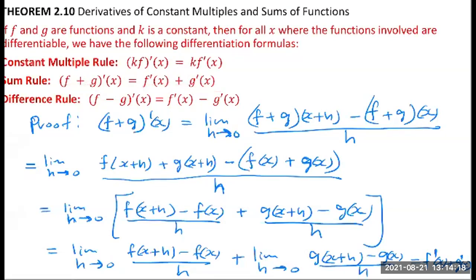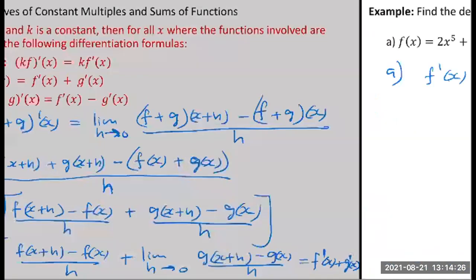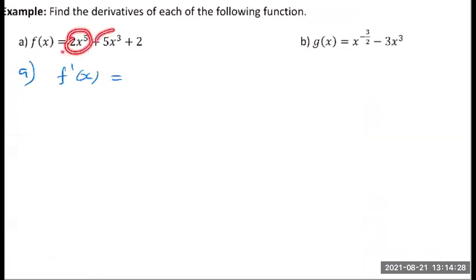For example, if you have f plus g plus k prime of x, that is equal to f prime of x plus g prime of x plus k prime of x. Think of this as a summation of three functions. This is the first function, this is the second function, this is the third function. Then to take the derivative, you take the derivative of the first function plus the derivative of the second function plus the derivative of the third function. Let's do that. How do you take the derivative of the first function?